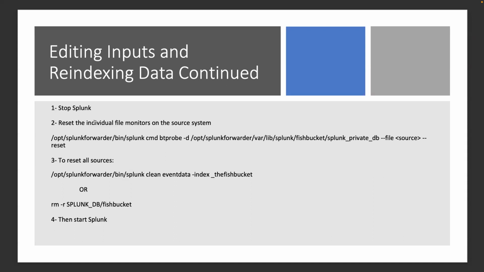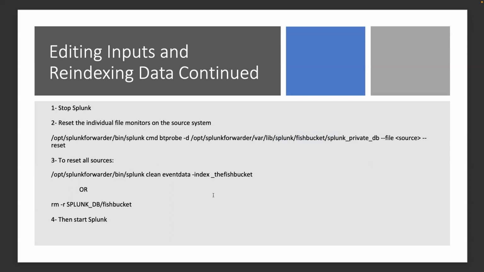You can delete the fish bucket entry for the exact file. This is an example of that. The fish bucket, remember, is an index. It's in var lib splunk, which is the default location of the indexes. Inside of there is the index called fish bucket. Inside of that fish bucket, you have splunk private DB, that is the database, and then the specific file, so the source of that file. The file could be under opt, whatever; the file name sets the source of the file. Or you could delete the whole fish bucket.